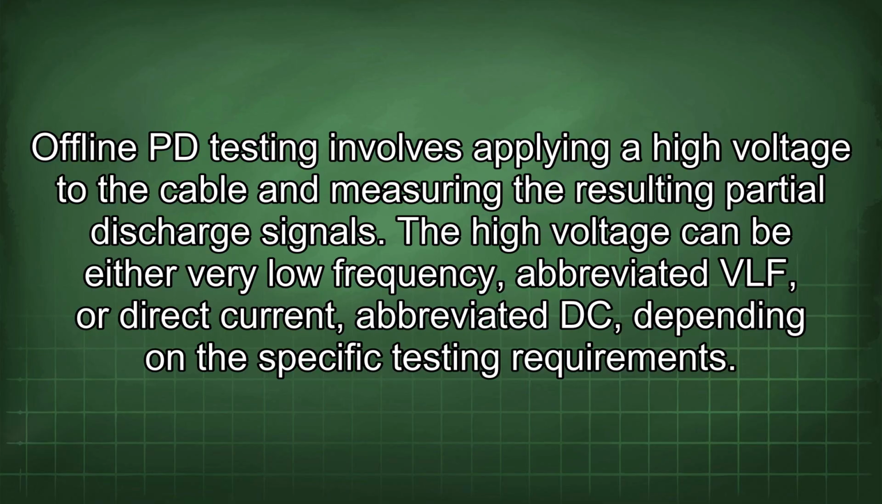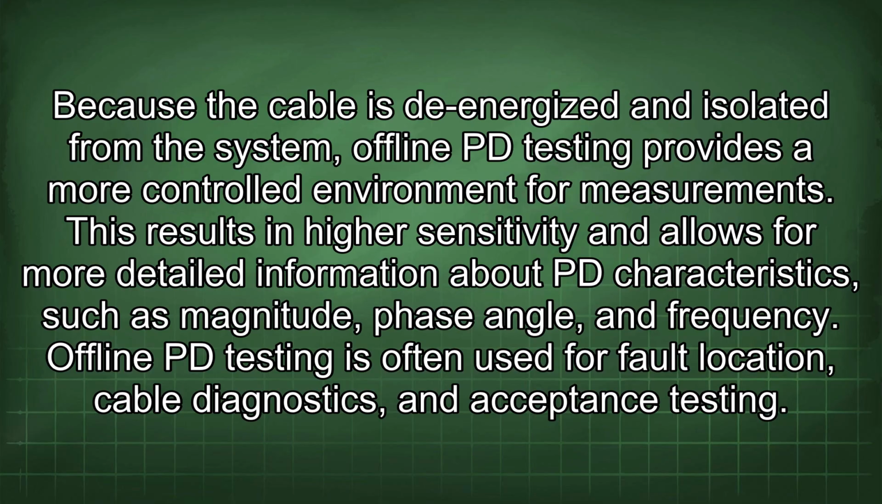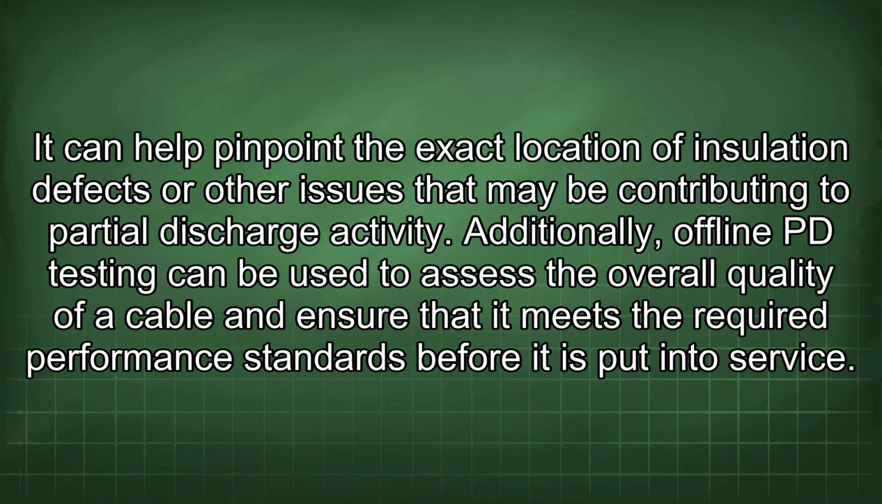Because the cable is de-energized and isolated from the system, offline PD testing provides a more controlled environment for measurements. This results in higher sensitivity and allows for more detailed information about PD characteristics such as magnitude, phase angle, and frequency. Offline PD testing is often used for fault location, cable diagnostics, and acceptance testing. It can help pinpoint the exact location of insulation defects or other issues that may be contributing to partial discharge activity. Additionally, offline PD testing can be used to assess the overall quality of a cable and ensure that it meets the required performance standards before it is put into service.